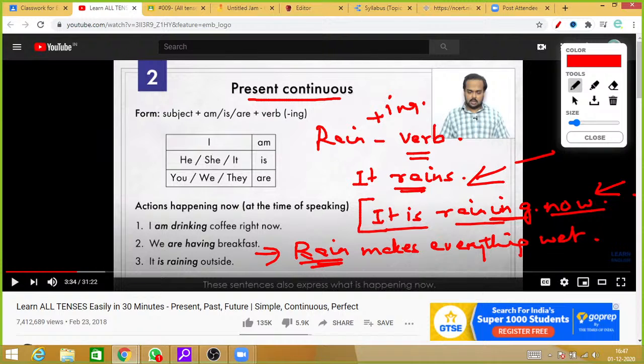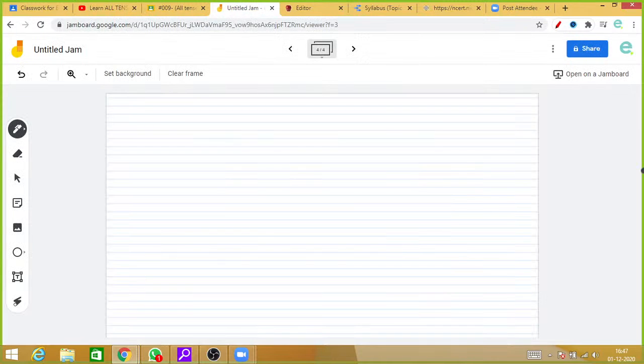Rain makes everything wet. Which is the verb here and which is the noun here? Tell me, both of you. Rain makes everything wet. I'm writing here. Rain makes everything wet. Tell me, in this sentence, what is rain? Which part of speech? And which is the verb? Okay, tell me which is the verb in this sentence.